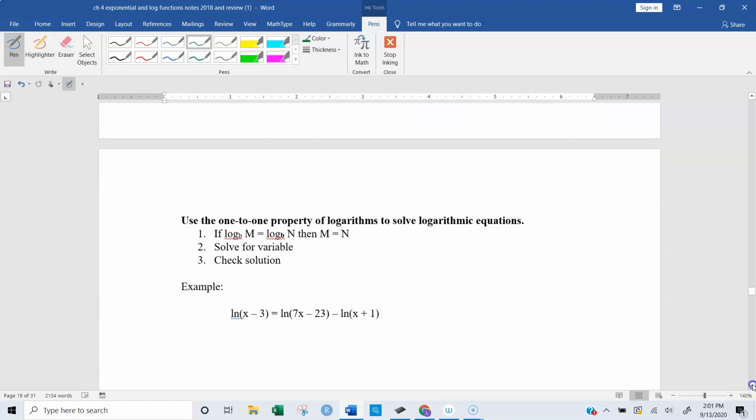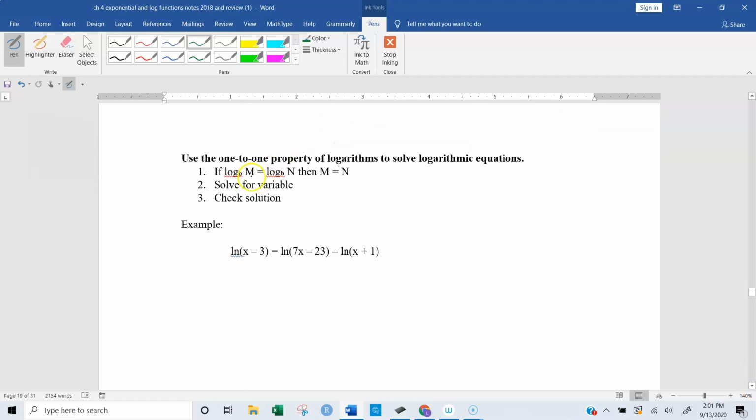All right, let's go here. Remember, if you have like bases, then the answers must be the same. You solve for variables and you also check your solutions on these. Okay, so I know that subtraction means division. So we have the natural log of (x minus 3) equals the natural log of (7x minus 23) divided by (x plus 1). All right, now that we got that done, we have the natural log on both sides. So since those are equal, we know that x minus 3 must equal the (7x minus 23) over the (x plus 1).